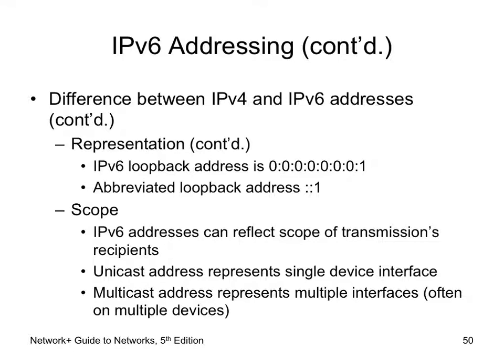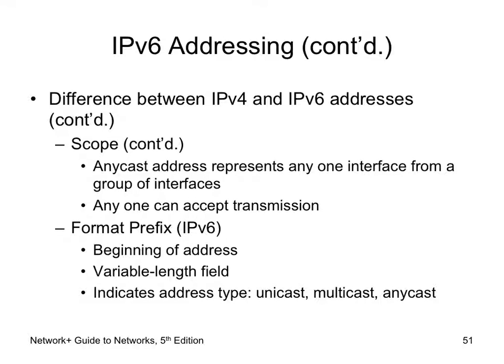The scope of IP version 4 can reflect the scope of the transmission recipient. It can have what's called a unicast address, representing a single device. It can have a multicast address, representing multiple interfaces, often multiple devices. On the scope of IP version 6, anycast can address any one interface from a group of interfaces, and any one can accept the transmission. The format of version 6: the beginning of the address, a variable length field, indicates the address type, whether it's unicast, multicast, or anycast.